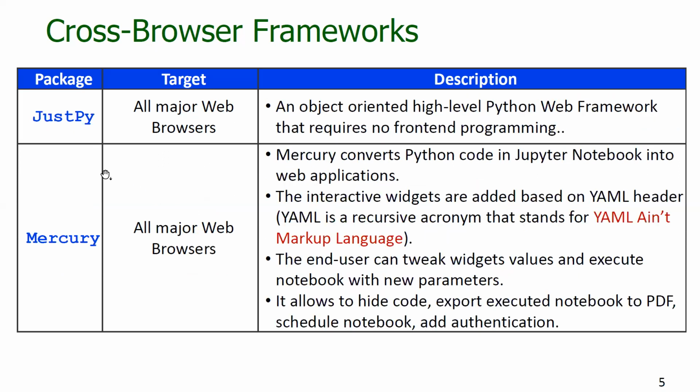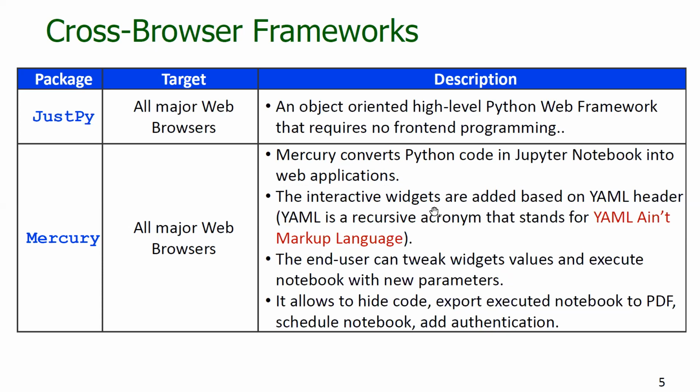The next package is JustPy, which supports all major web browsers. This is an object-oriented high-level Python web framework that requires no front-end programming. The next package is Mercury. This is also suitable for all major web browsers. Mercury converts Python code in a Jupyter Notebook into web applications.